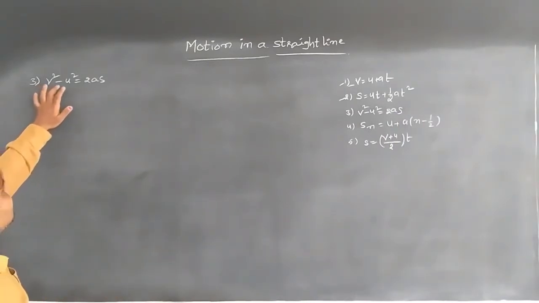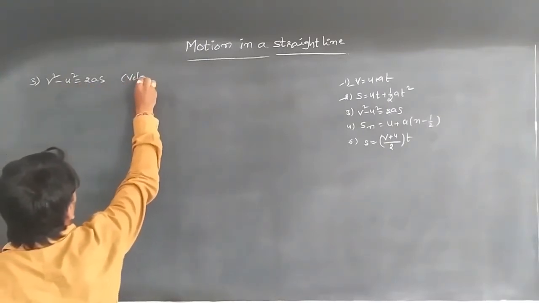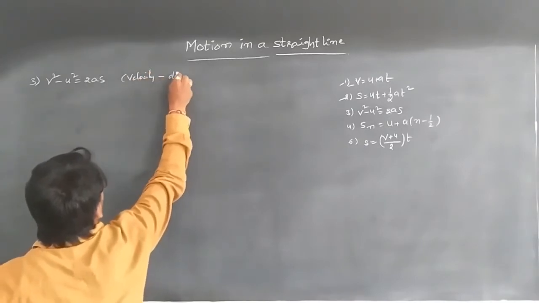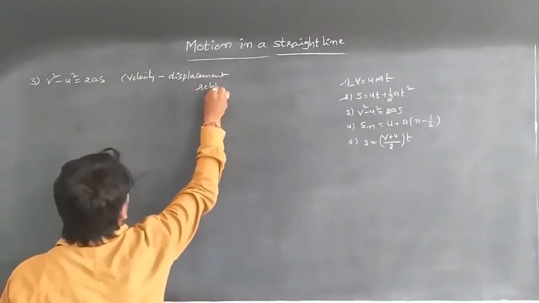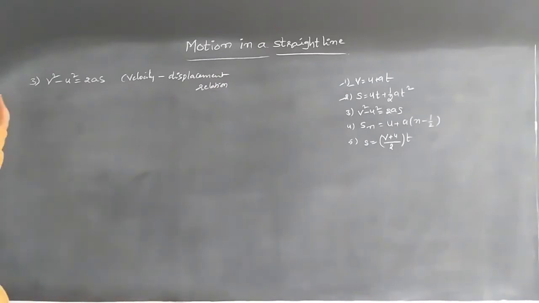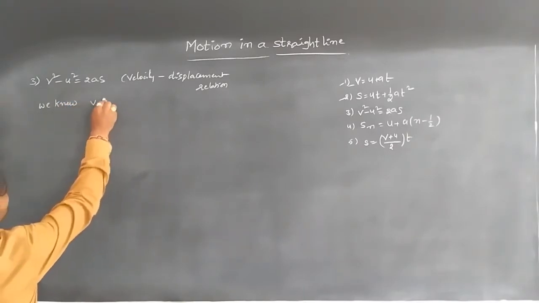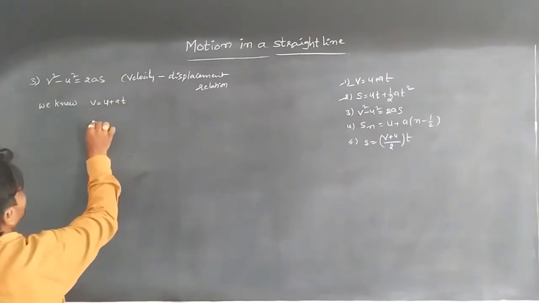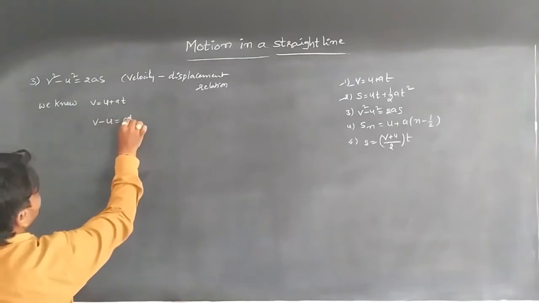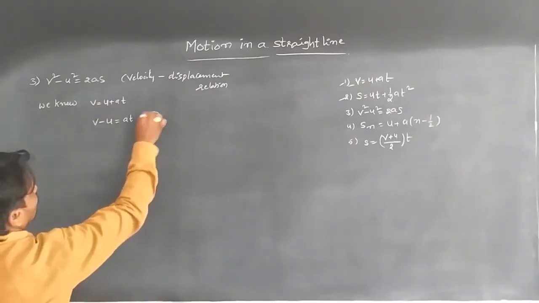In case of v square minus u square is equal to 2as, this is the relation between velocity and displacement. Velocity displacement relation. From this relation we can write that we know v is equal to u plus at, that is the first kinematical equation of motion. From that equation we can write v minus u is equal to at. By taking this u to this side, the plus u becomes a negative u, that is v minus u is equal to at. Consider it equation number 1.